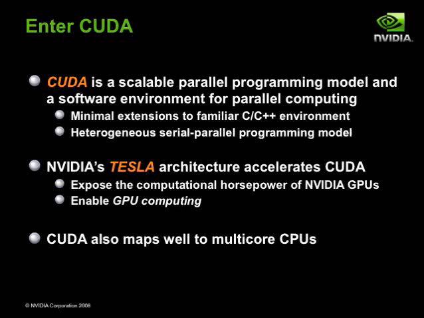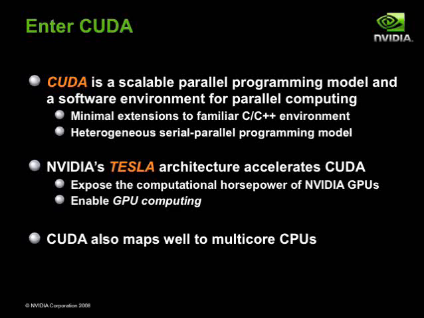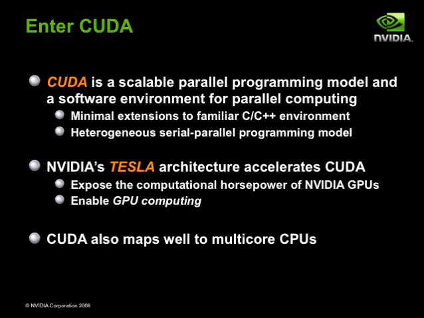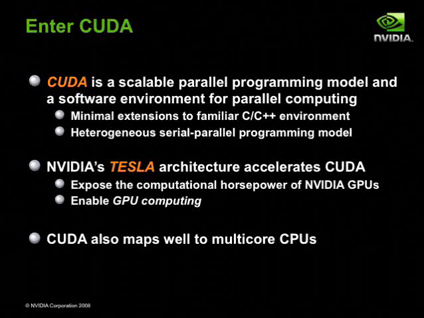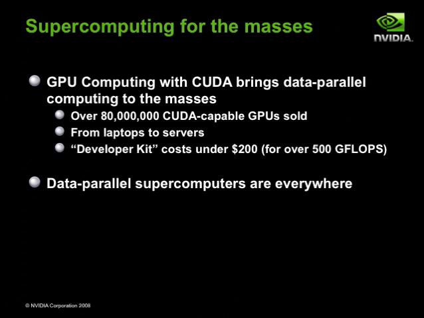NVIDIA's Tesla is the hardware that accelerates CUDA. While CUDA programs can run on all shipping NVIDIA GeForce and many Quadro products, the Tesla cards and rack-mountable servers are dedicated to exposing the computational horsepower of NVIDIA GPUs for GPU computing. While CUDA is designed for many-core architectures, it also maps well to multi-core CPUs. CUDA expresses parallelism well and has the ability to target either the GPU or CPU. Together, CUDA and GPUs represent the democratization of parallel computing by bringing data parallel computing to the masses.